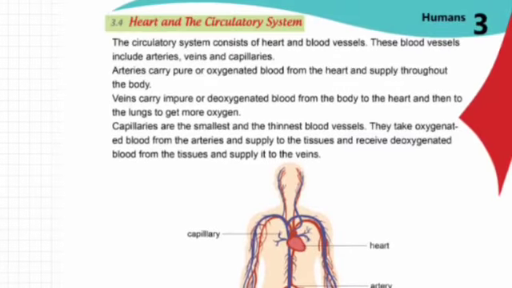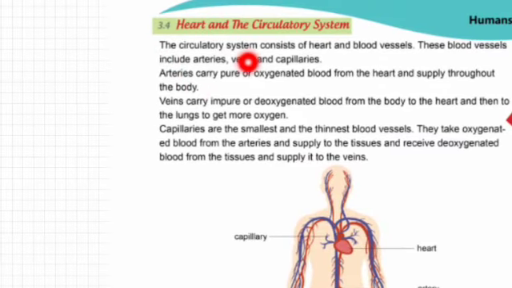The circulatory system consists of heart and blood vessels. These blood vessels include arteries, veins, and capillaries. Arteries carry pure or oxygenated blood from the heart and supply throughout the body. Veins carry impure or deoxygenated blood from the body to the heart and then to the lungs to get more oxygen. Capillaries are the smallest and the thinnest blood vessels. They take oxygenated blood from the arteries and supply to the tissue and receive deoxygenated blood from the tissue and supply it to the veins.